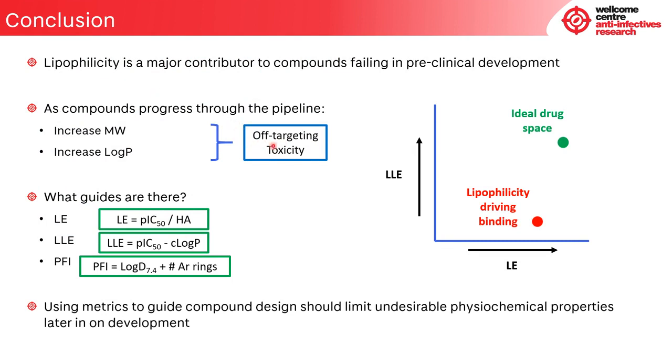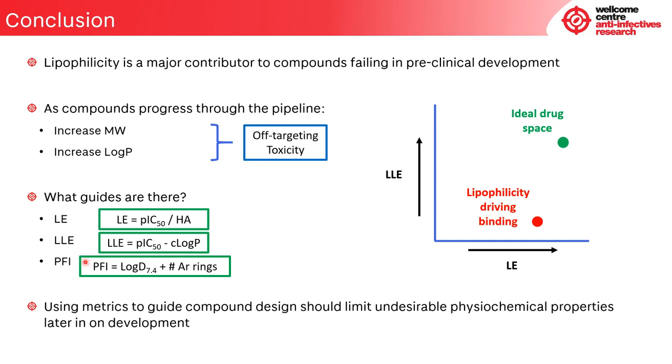We know that Lipinski's rules weren't enough to understand what is happening to our molecule as we push it through the drug discovery pipeline. The most common metrics used are the ligand efficiency, the lipophilic ligand efficiency, and most recently, the property forecast index. It is advised that you use not just one metric at a time, but a combination of metrics to understand exactly what is going on with your molecule.